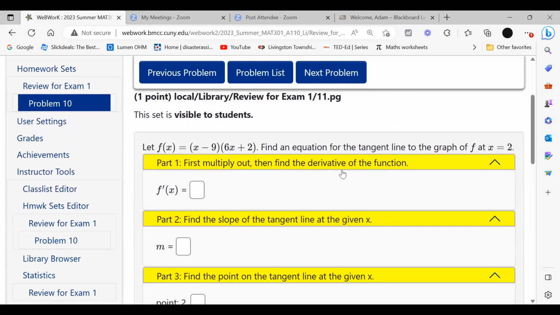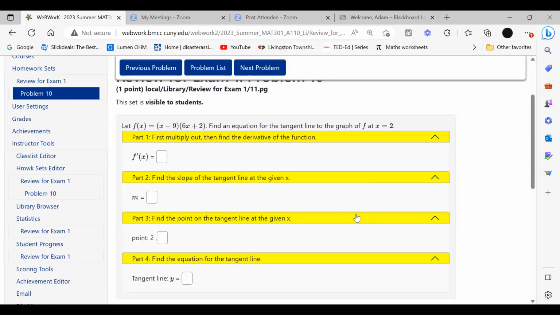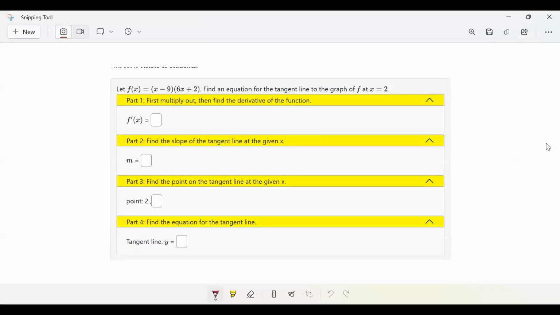Okay, so we have this function here. You want to find the equation of the tangent line for this function at x equal to 2. So in terms of solving this, right, you can expand the function into 3 different terms, right? That's one way to do it. Or if you like to use the product rule, since we already learned the product rule, you can also use the product rule.